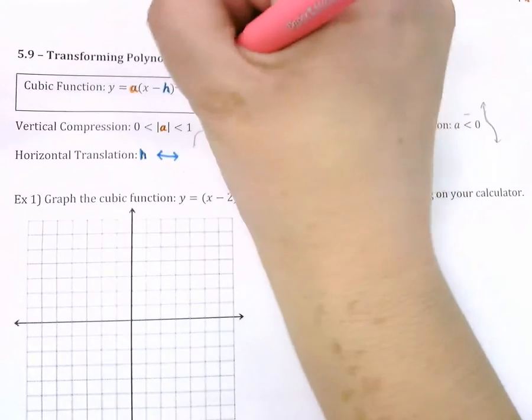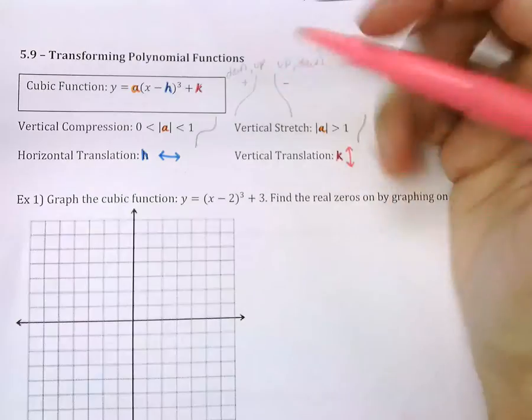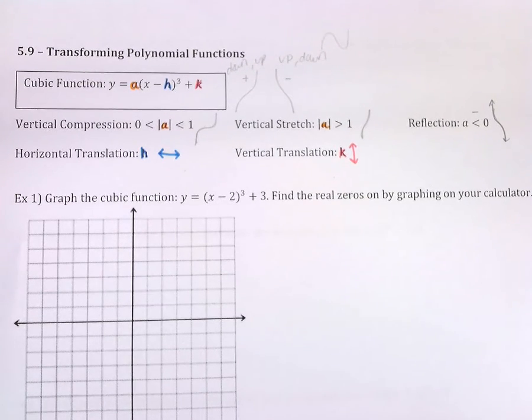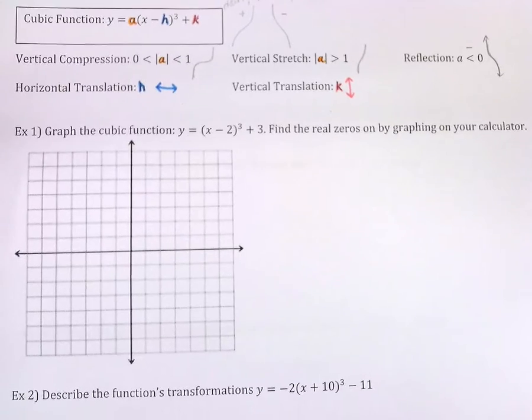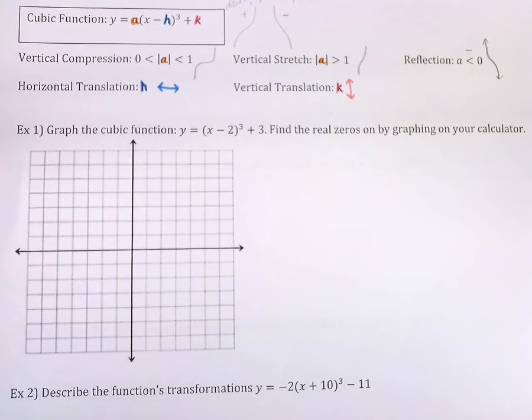Your vertical translation, up and down, will be on the outside. So after the parentheses, if it says plus 5, it's going to move up 5. If it says minus 5, it's going to move down 5. So those are the things that we're going to focus on when we look at our cubic in that form. We're going to describe the cubic first, and then we will graph it using those things.